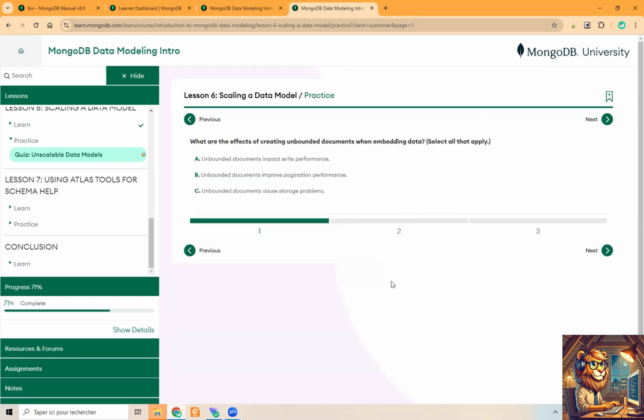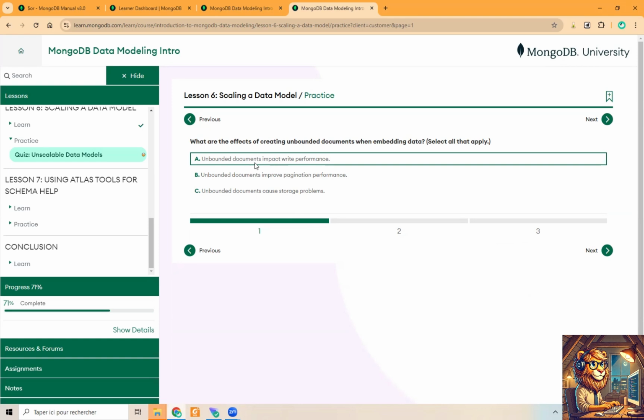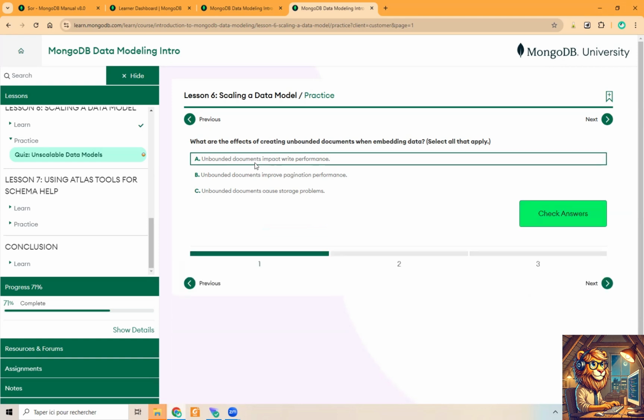What are the effects of creating unbounded documents when embedding data? Remember that unbounded documents mean a document that can grow indefinitely, like having comments added on and on within our embedded document. So, unbounded documents impact write performance.